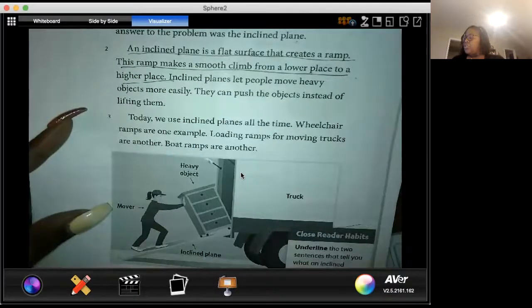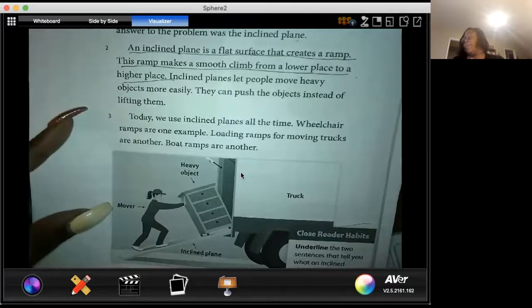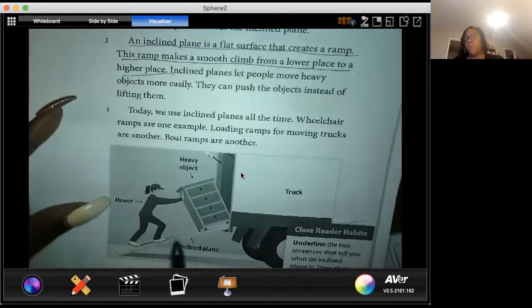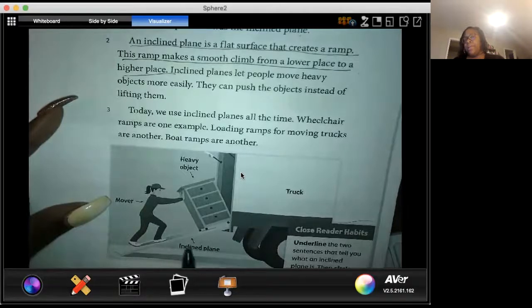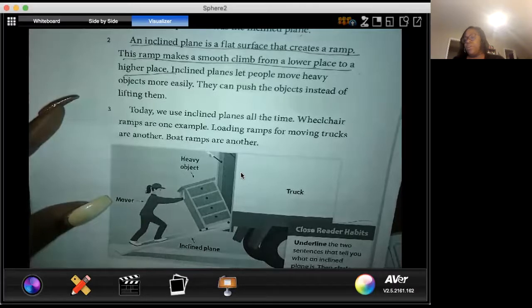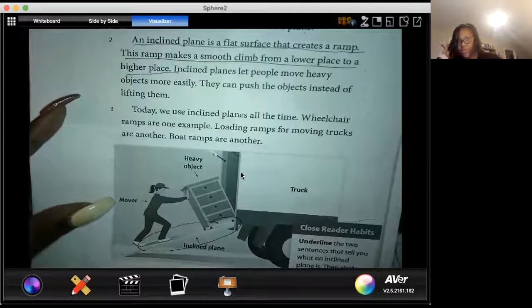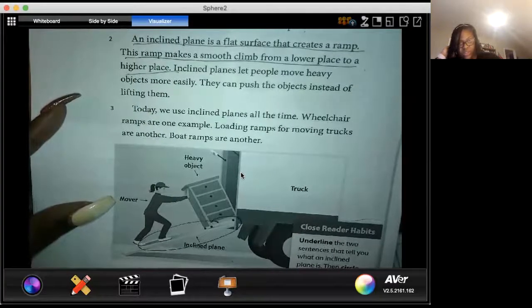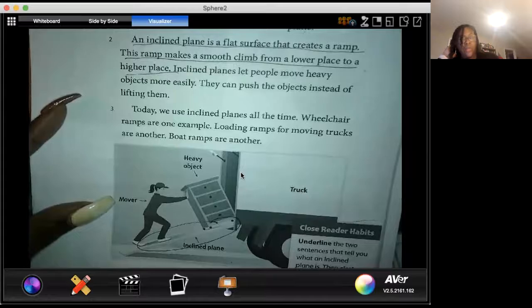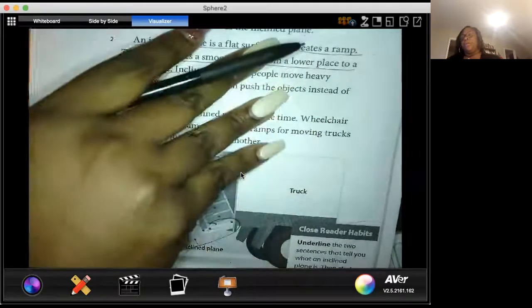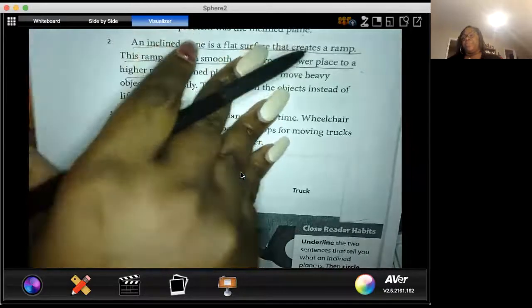So then it wants us to circle the inclined plane on the diagram. So here we see the person moving from a low place to a what? High place. This diagram says inclined plane, and it has an arrow pointing to the inclined plane. So we're going to circle the inclined plane. These things need to be circled and underlined on the slide to receive credit. Okay. Turn the page.